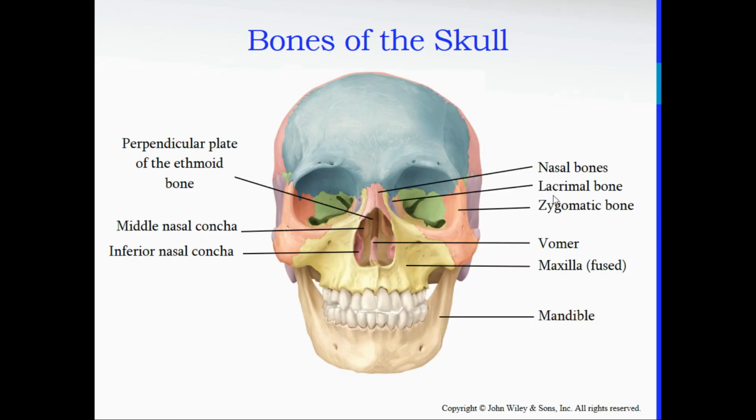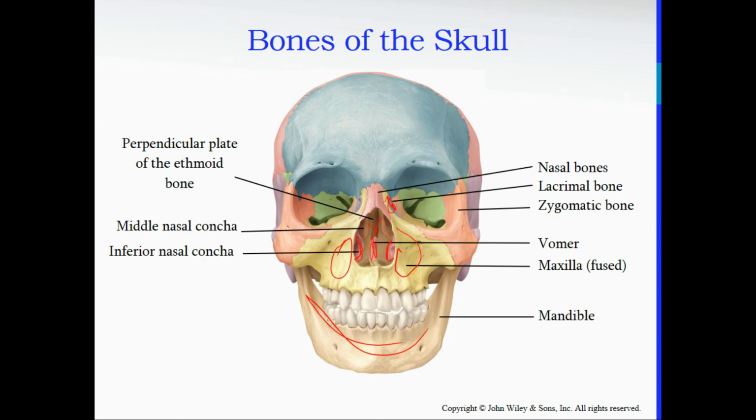So here we can see a different view. The vomer is right here in the middle. You have your inferior nasal conchae right there. The lacrimal is going to be that little purple one right there. And that, again, has the tube that will drain tears from your eyes into your nasal cavity. Mandible here, one bone, makes your lower jaw. Maxilla is fused. There's actually two bones there.